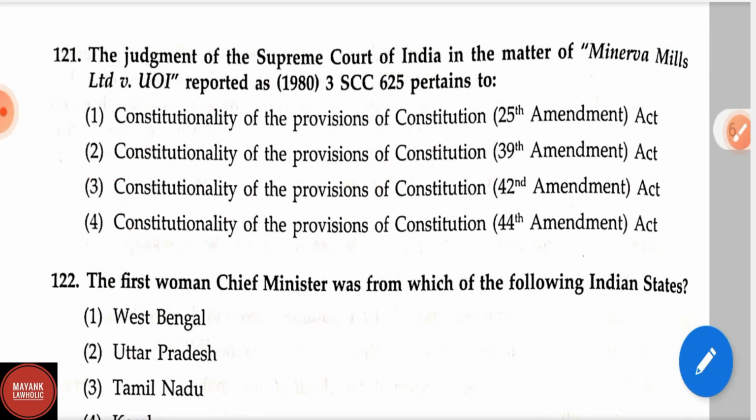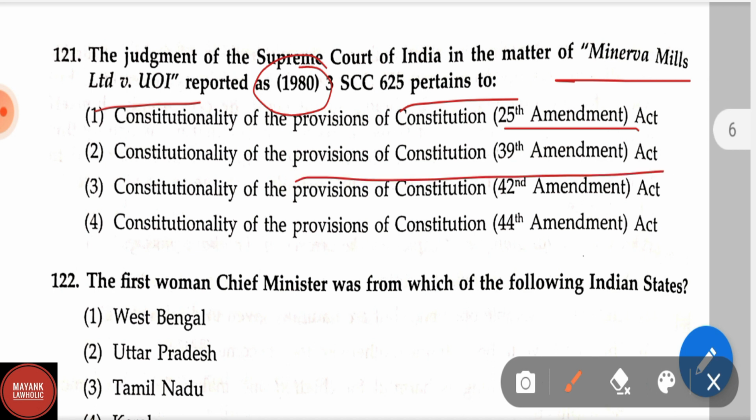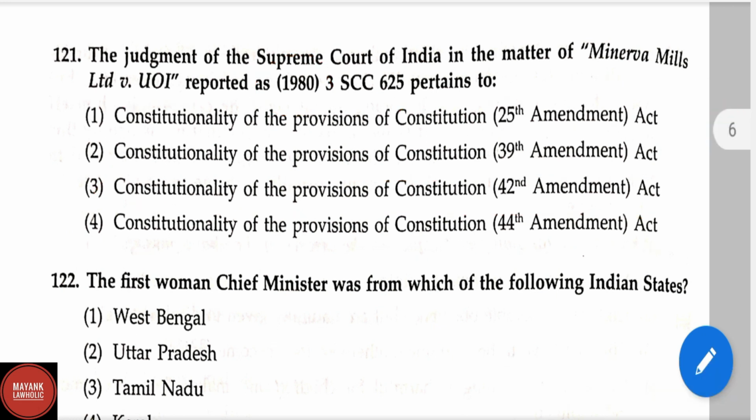Now let us see the question number 121. The judgment of the Supreme Court of India in the matter of Minerva Mills Limited versus Union of India reported in 1980 pertains to: option 1, constitutionality of the provisions of the Constitution 25th Amendment Act; option 2, constitutionality of the provisions of the Constitution 39th Amendment Act; option 3, constitutionality of the provisions of the Constitution 42nd Amendment Act; and option 4, constitutionality of the provisions of the 44th Amendment Act. In this question, the correct answer is option 3, constitutionality of the provisions of the 42nd Amendment Act.